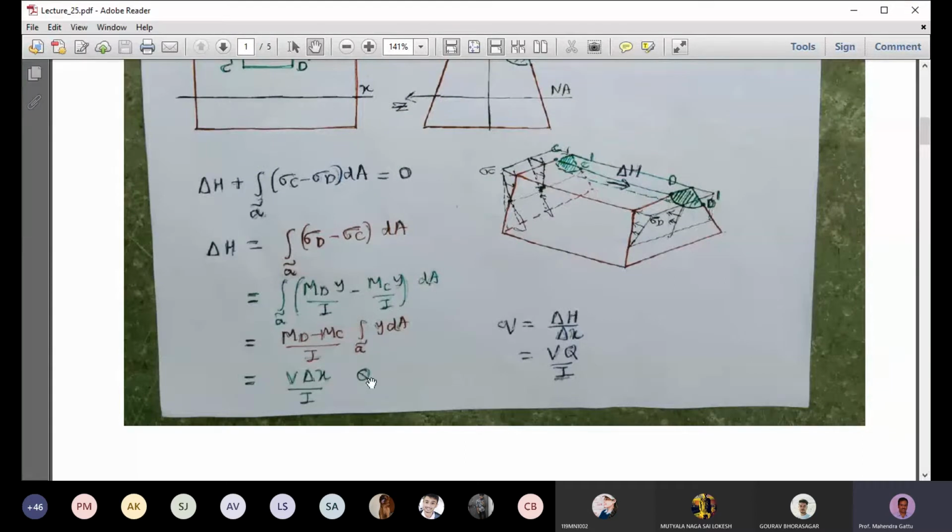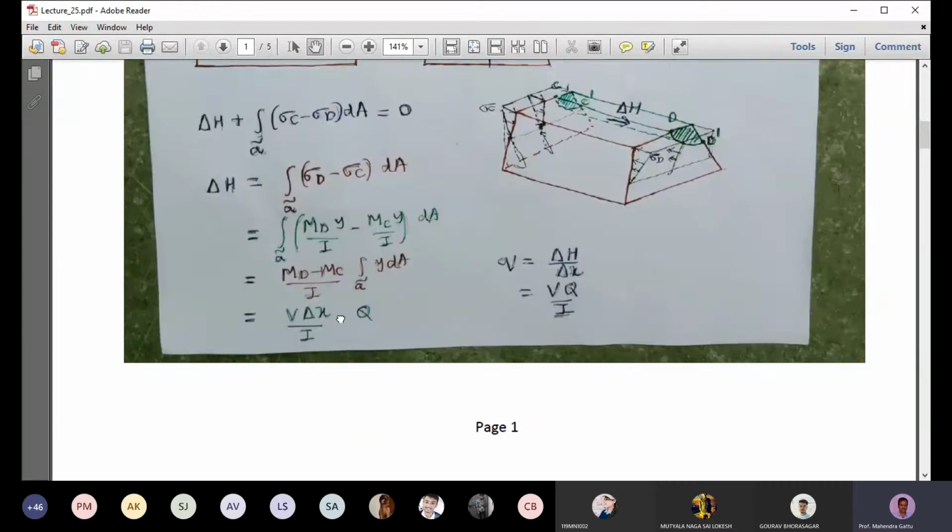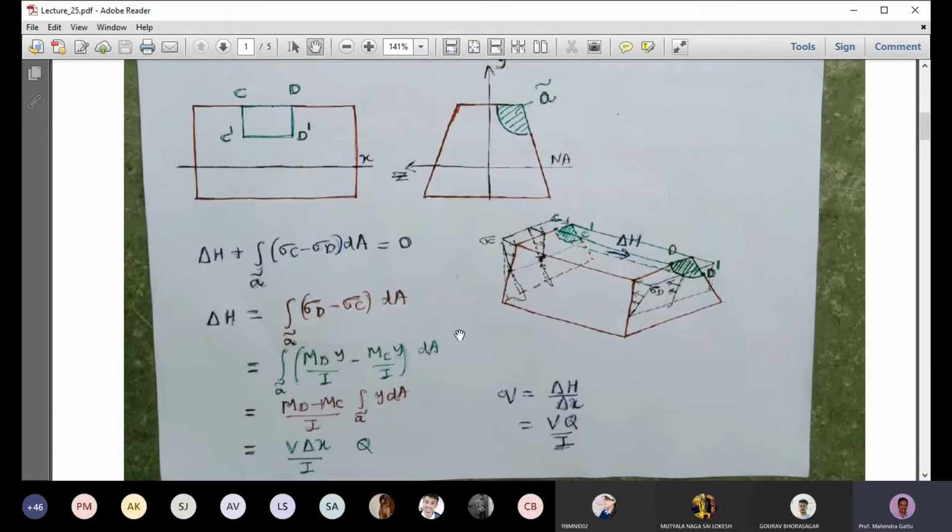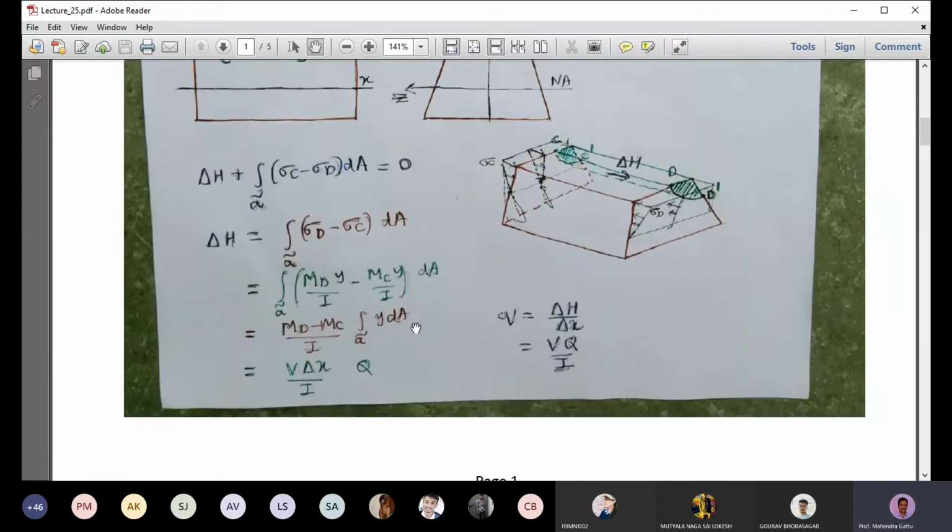So we can just replace it with Q, and the change in bending moment between segment C and segment D we can write in terms of shear force, V times delta x. So we get the longitudinal shear. Again we are getting the same formula, V delta x by I times Q, where Q happens to be the first moment of area of the shaded portion. Okay, so the only difference is that in the previous scenario we were cutting a face which is parallel to the neutral axis. Here the segment we are cutting need not be parallel, it can be any shape, but still we have to calculate the first moment and use it in the formula. So delta H will be V delta x Q by I.